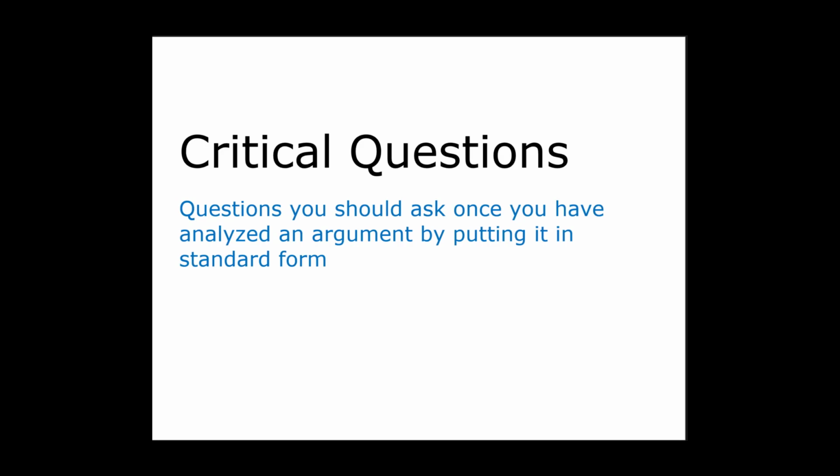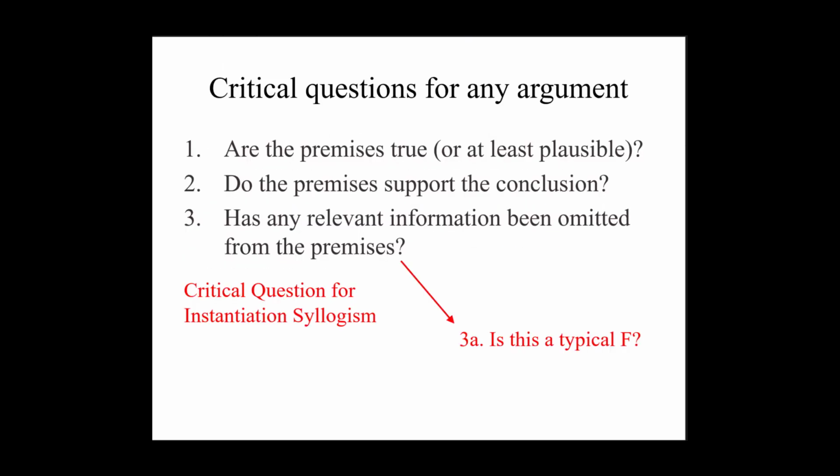And the critical questions we want to ask here, the specific critical question for this argument form is a spin-off of the third kind of critical question that would apply to any argument. So whenever you have any argument, you can ask, are the premises true? Do the premises support the conclusion? And has any relevant information been omitted from the premises?